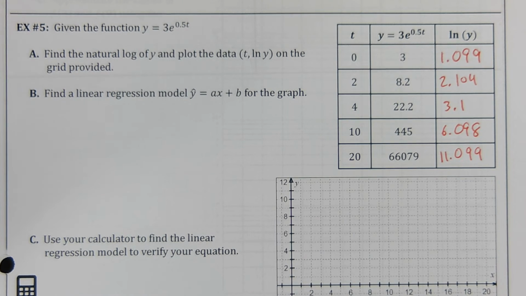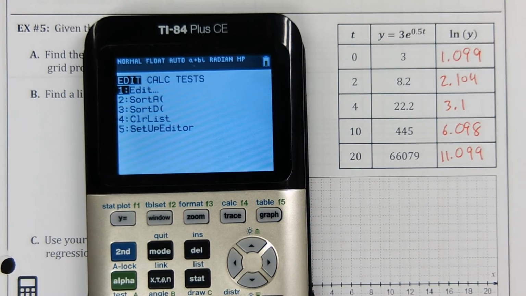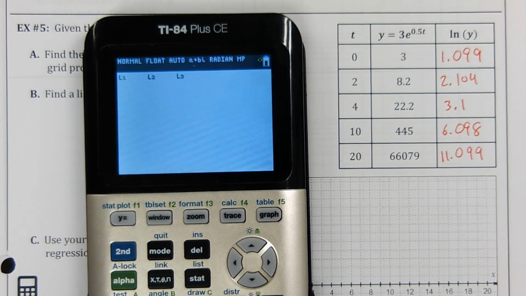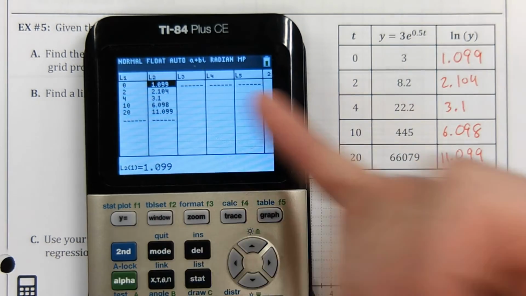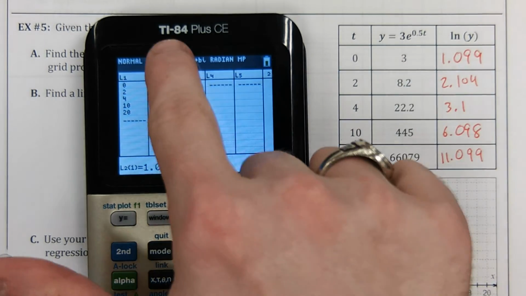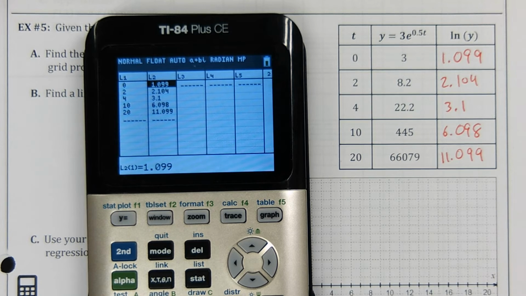Now we could do this by hand. You could, and you would have to use the average rate of change. But no, we have technology, baby. So we're going to come down to stat and hit edit. And oh, look at that. My table's already filled out with that information. So you want to put the 0, 2, 4, 10, and 20 on there. And then you want to put these 5 numbers in for your y's. And I'll pause the video while I wait for you guys to do that.